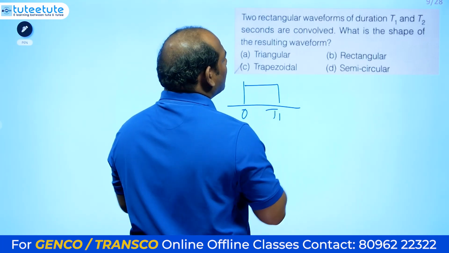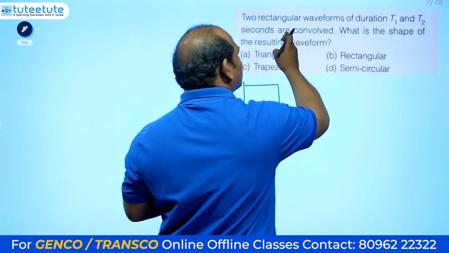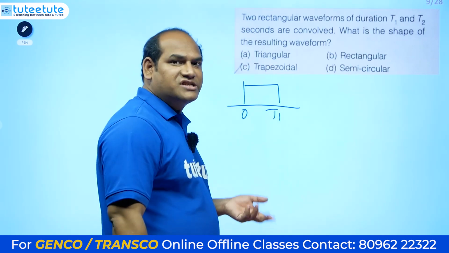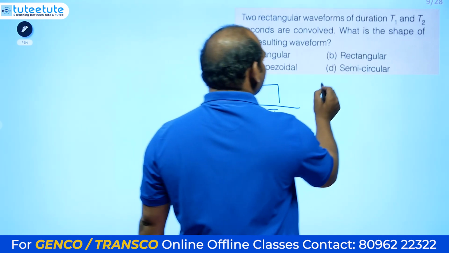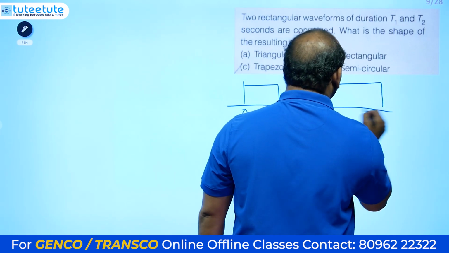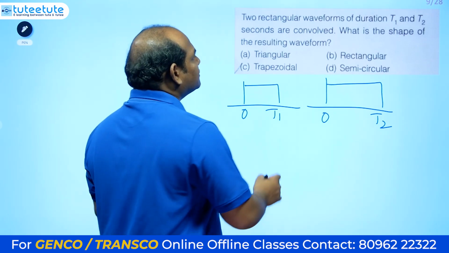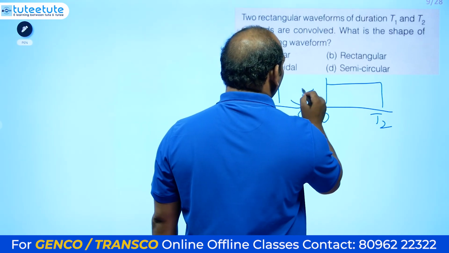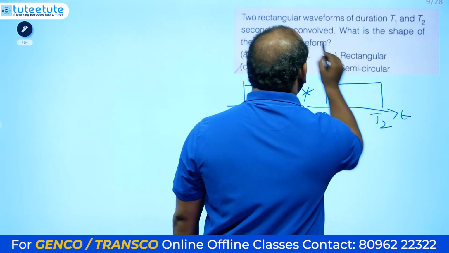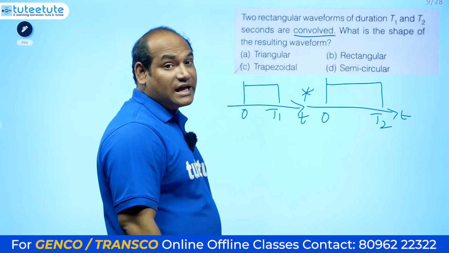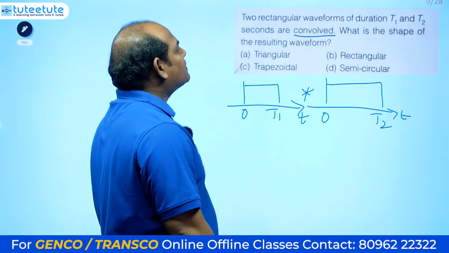So 0 to t1 I have taken and I am allowing this particular condition. What is that? The duration is t1. Now I am taking another rectangle pulse of different pulse width, that is t2. So like this I have taken, and these two are in time domain and these two are convolved. That is what they have told. What is the shape of the resulting waveform?